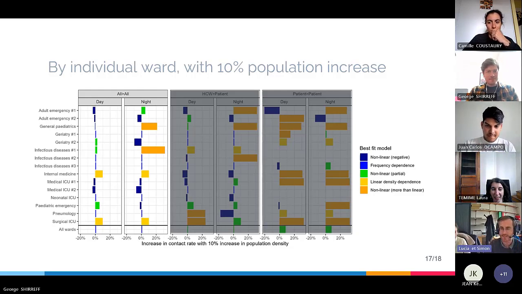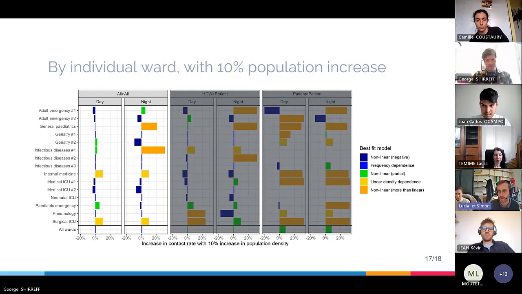Sorry. I was just saying, here you can see that for some wards, if you increase the population size, you tend to decrease the contact rate. Is that right? Yeah, that's the conclusion: that sometimes you have this negative dependence, which seems to decrease the contact rate when you increase the population density. It sounds a bit counterintuitive, unless I'm misunderstanding what the contact rate represents. Do you have a hypothesis for why this would be so?